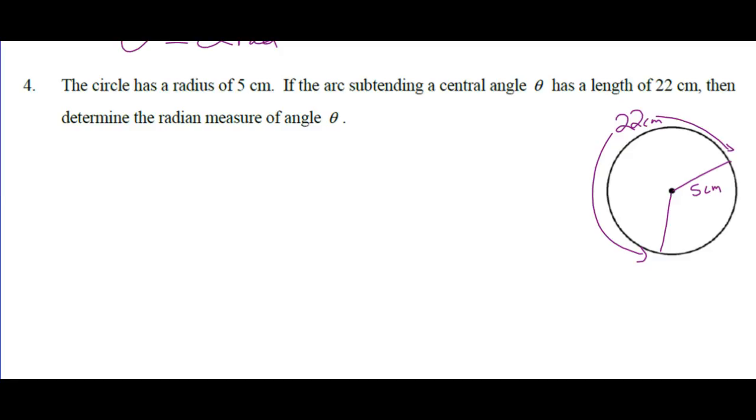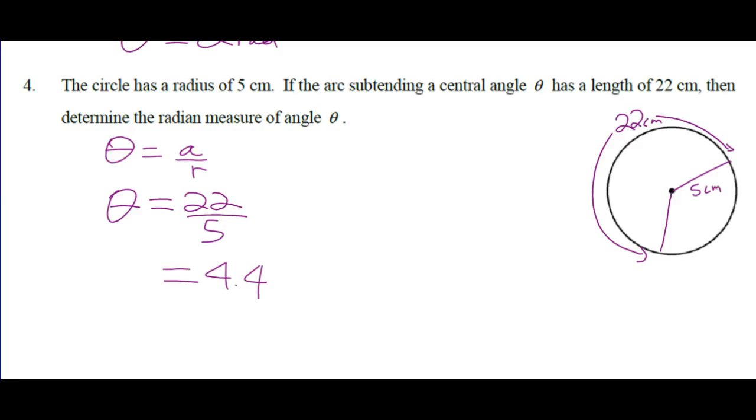Okay, so what's my angle? So theta is equal to the arc length divided by the radius. Since the units are the same, we don't need to write them in. Just be cognizant if one is in inches, one is in centimeters. You got to convert them both to the same units. Okay, and 22 over 5 is 4 and 2/5, or 4 point, what's 2/5? 4.4. So 4.4 rad, or 22 over 5 rad.